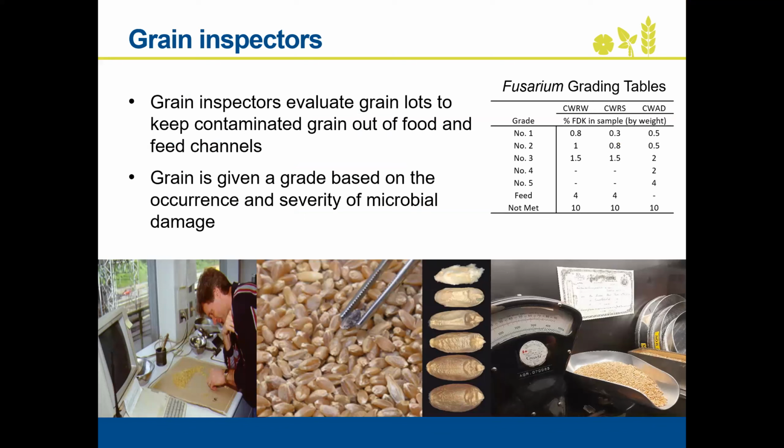One of the main things we do is inspections. And we have grain inspectors that actually go through and look at grain. We've been doing this for almost 100 years. You can tell by the age of this computer, maybe, by how long we've been doing it.